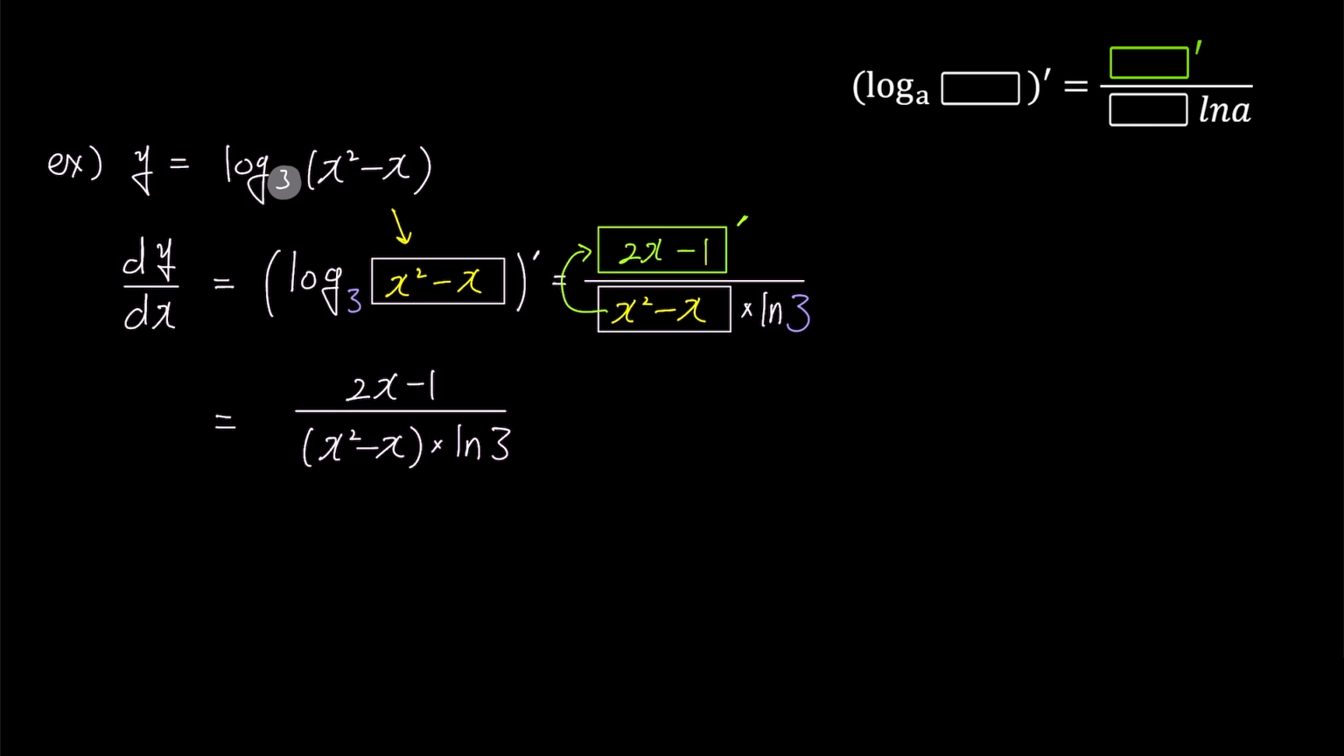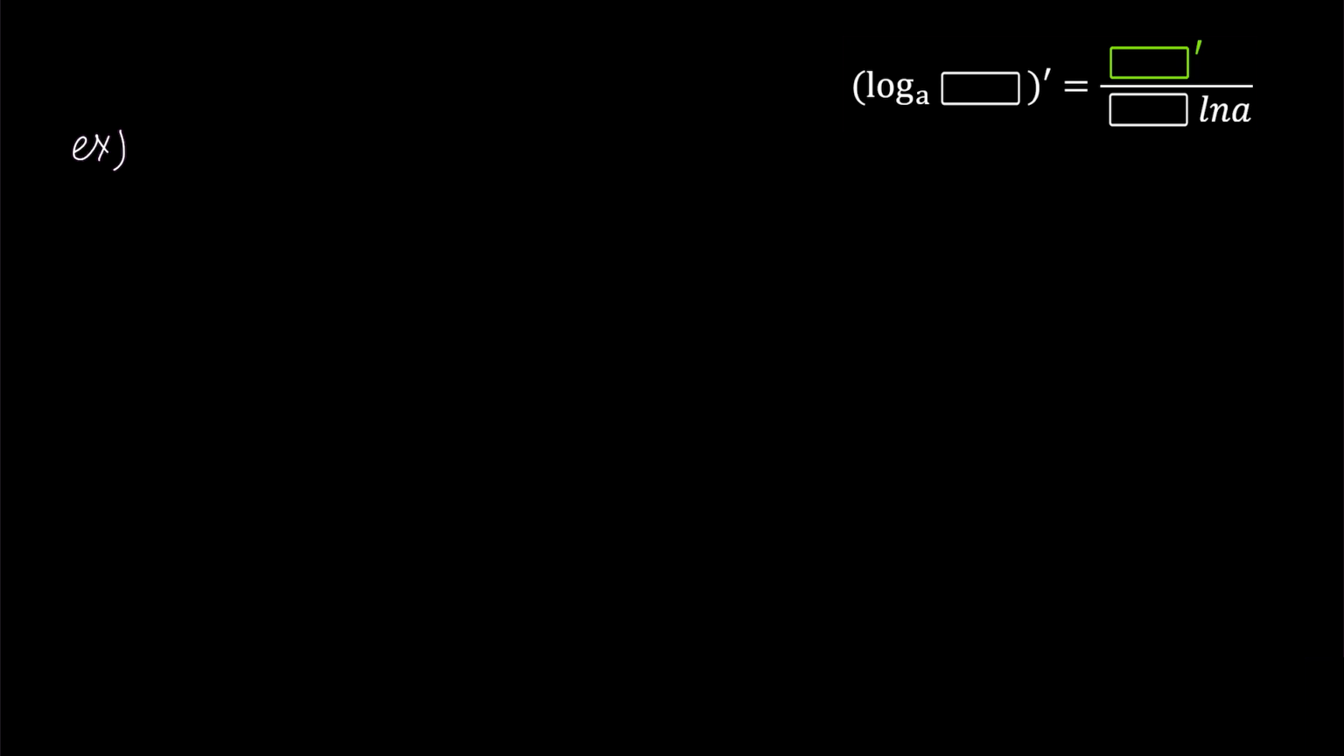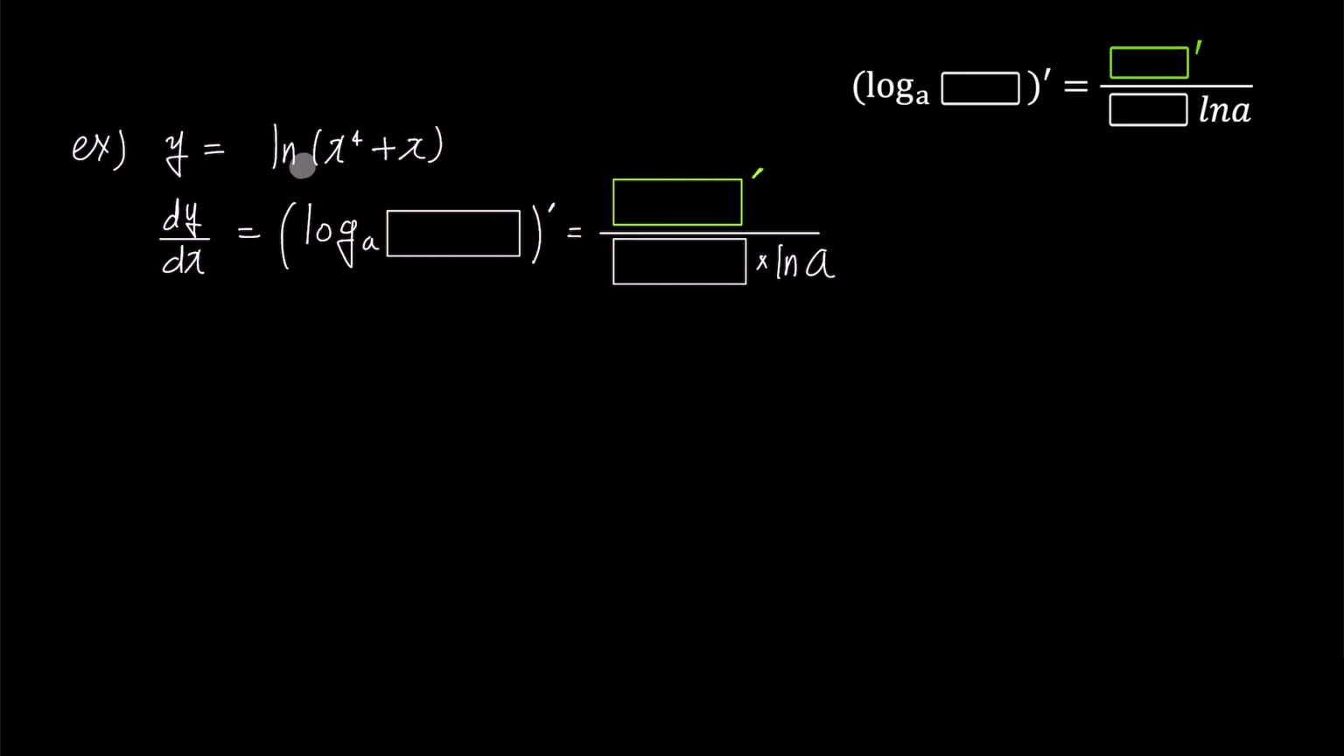In the next example, we'll delve into natural logarithms. Let's differentiate y equals ln of x to the power 4 plus x. Once again, we'll use the formula to find dy over dx. In this problem, the logarithm has a base of e, so we'll substitute e for all the a values in the formula on the right. Then we'll put x to the power 4 plus x in both the white box on the left and the box of the denominator on the right.